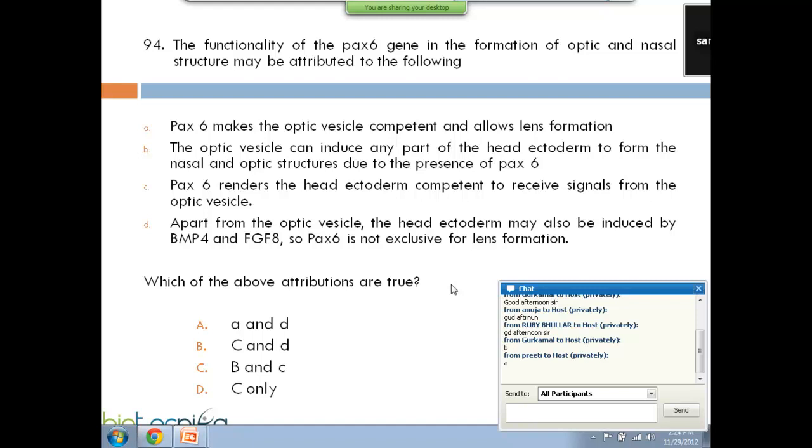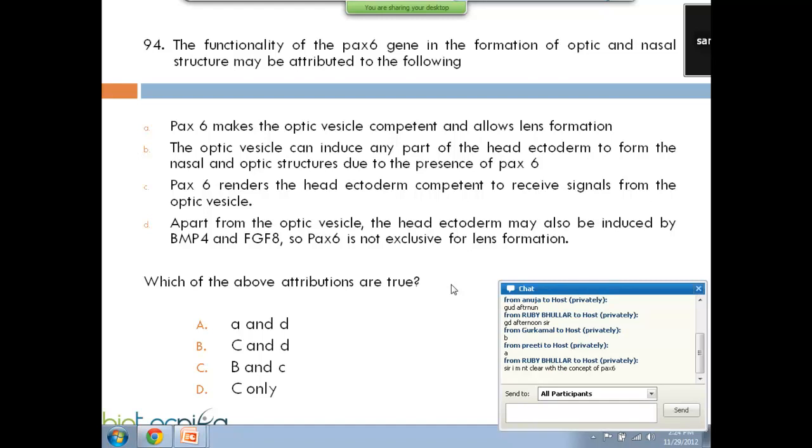Gurkamal, I think you didn't see the other options A, B, C, D, right? Is it confusing? How? C option is not there. Okay, then what is the answer then? B and C. Just now I explained, Ruby. C only.